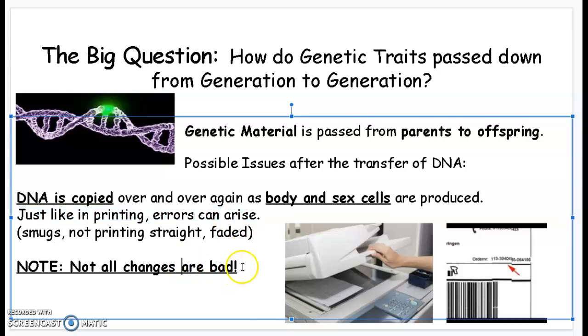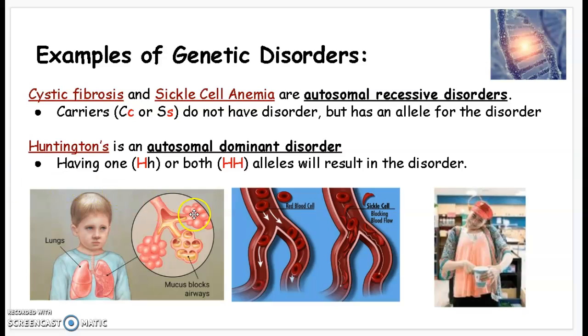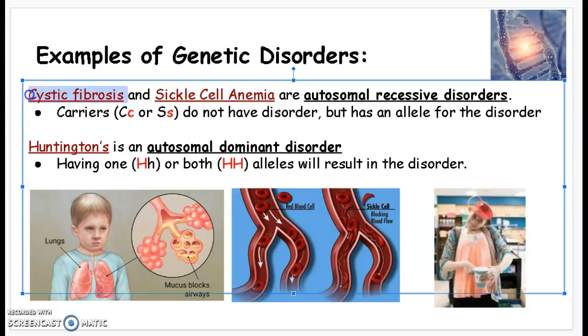But I don't want you to think all errors are bad. So not all errors are bad. But first, we're going to talk about errors that really do mess up the genetic template of the individual. And so when there's a really bad mutation error, it can lead to genetic disorders. And so I have 3 examples right here. First one is cystic fibrosis.